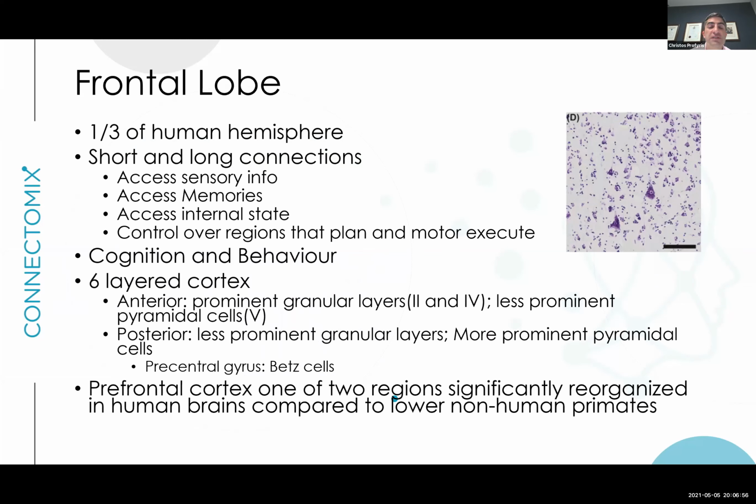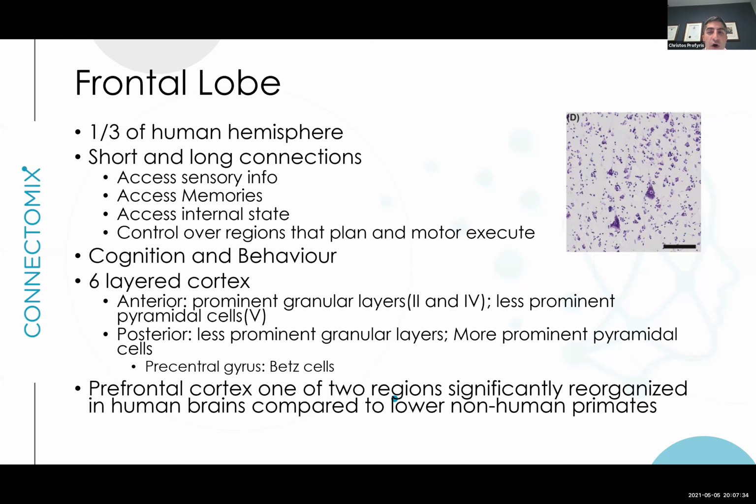Okay, so we'll continue on to the frontal lobe. The frontal lobe roughly occupies about a third of each human hemisphere. In essence, it has short and long connections. The reason for this is that the frontal lobe wants to access sensory information, memories, and our internal state. The whole idea is to integrate all these different aspects and then exert control over regions that plan and execute motor function. Of course, it's also responsible for cognition and behavior.